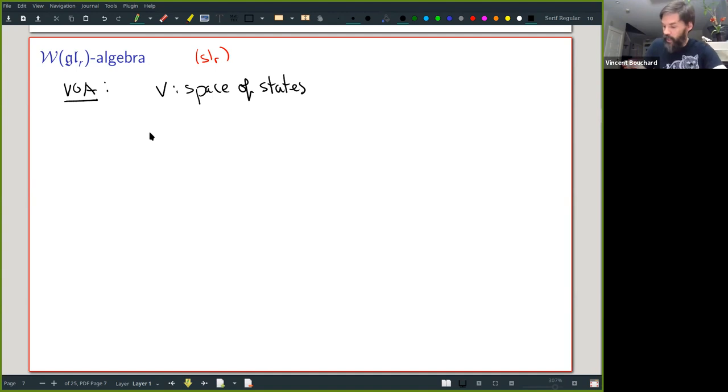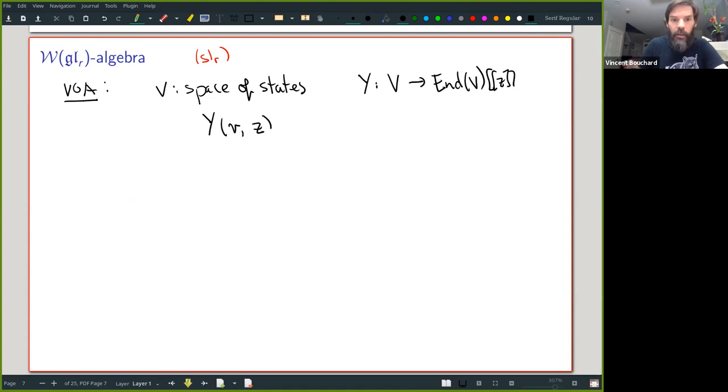So V is your space of states, or vectors that live in V. You have a state-field correspondence, Y, which is a map from your states to fields, endomorphisms on your space of states, and these are formal series in z. So for example, if you take a vector v in capital V, then the corresponding field is going to be an expansion. The way I'm going to define the terms, which we call the modes, is by shifting by delta.